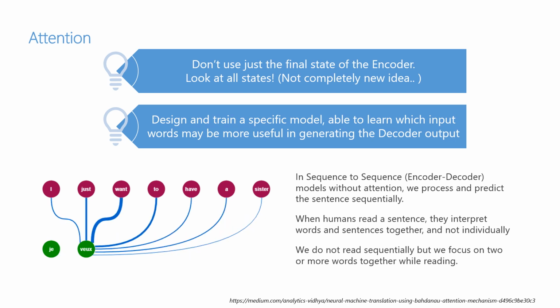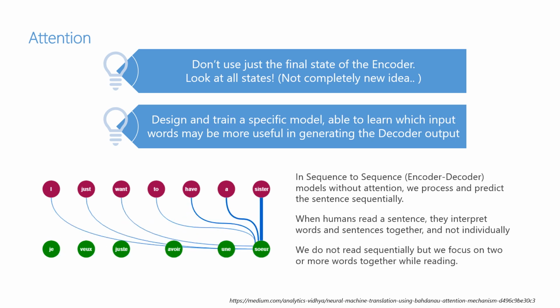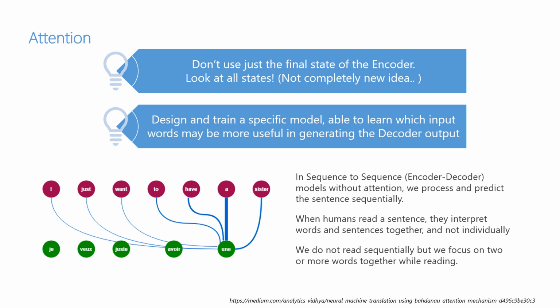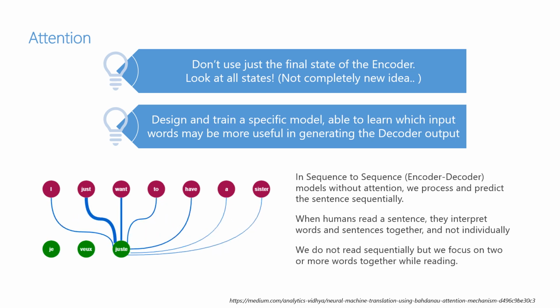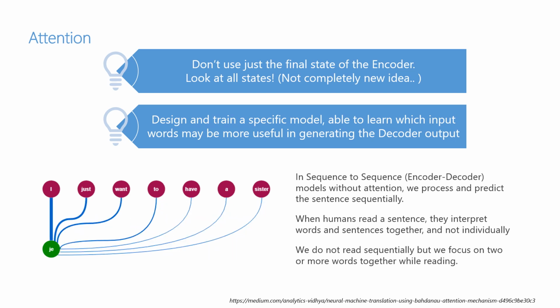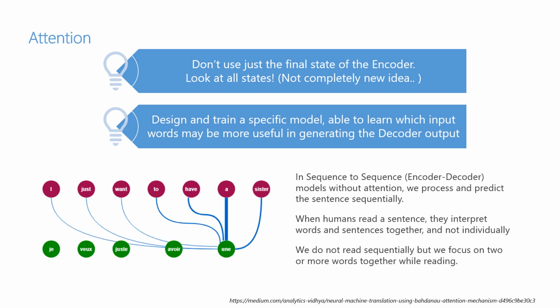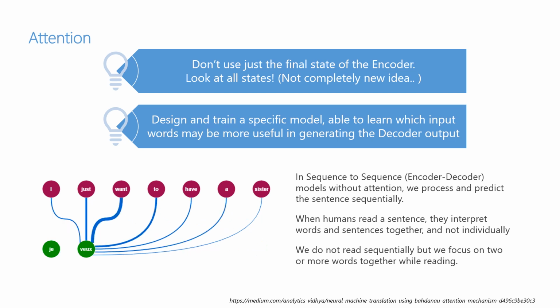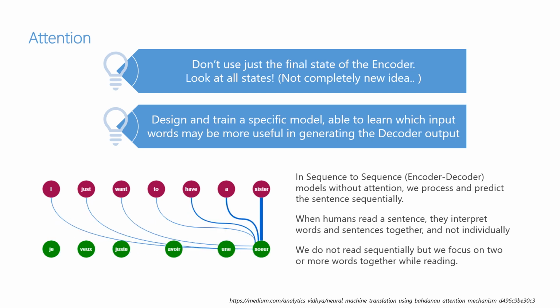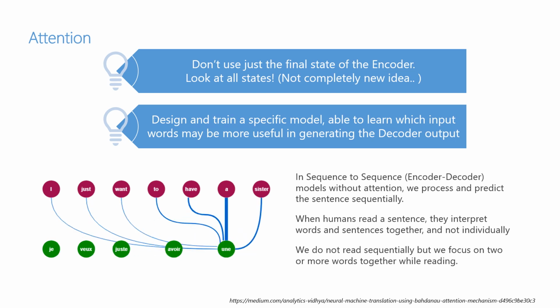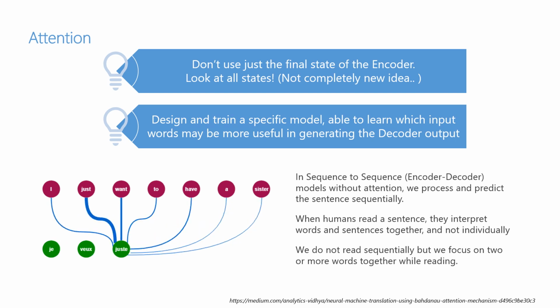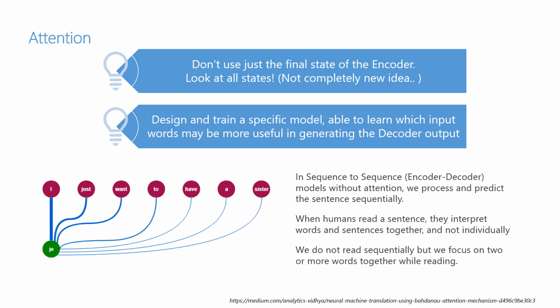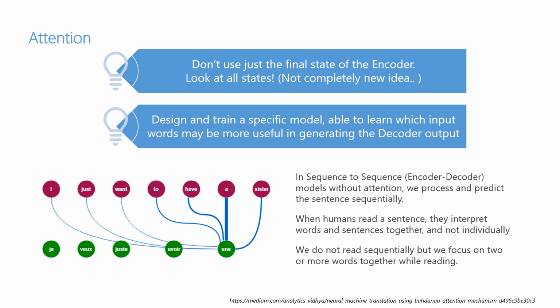So the first idea is, instead of passing to the decoder just the final state, why don't we give all the states that derived in the RNN from processing all the symbols in the input sequence. And this is not a completely new idea. This has been done and tried before.